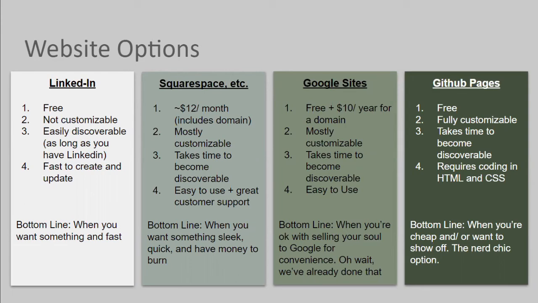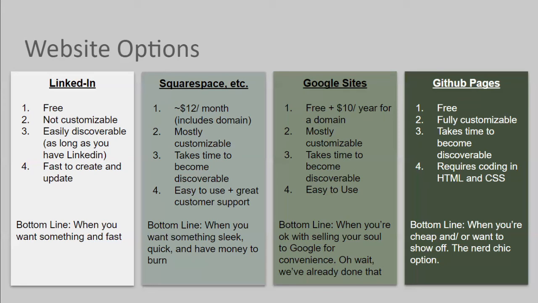So for instance, LinkedIn and GitHub pages are both free. Google Sites is free, but then if you want to purchase your own domain, it has a cost associated with that. And then Squarespace is by far the most expensive option. And then the second axis that I wanted to consider was the customizability, so how easy it is to customize your website. Maybe this is something that is important to you, maybe it's not. So certainly GitHub pages is the most customizable option.